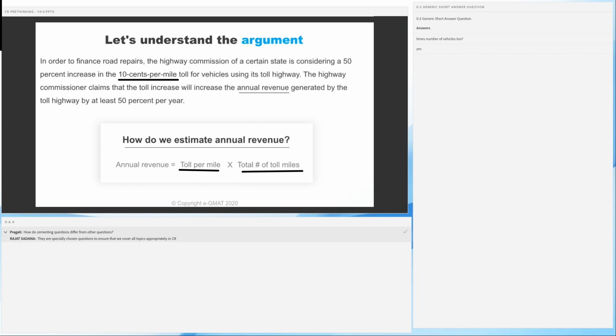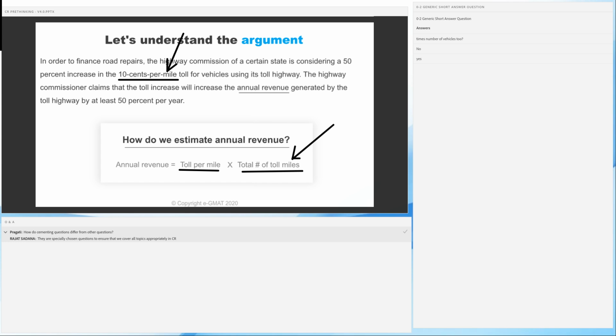Yes, no. Times the number of vehicles? No. Where are the number of vehicles in this argument? You're charging money on per mile traveled. A car travels 100 miles. You're going to charge the cost per mile times 100. If 2 cars travel 10 miles each, you're going to charge 10 times the cost per mile for each of them. So essentially, the total number of toll miles is where cars are already built in.